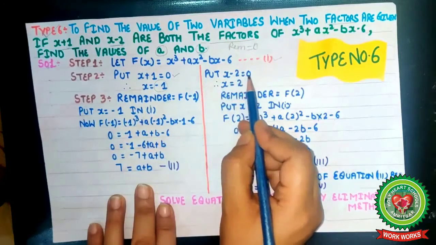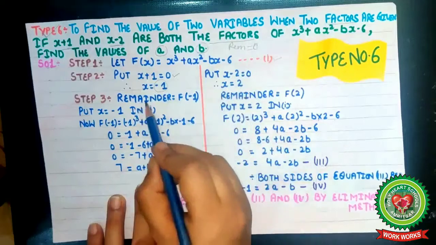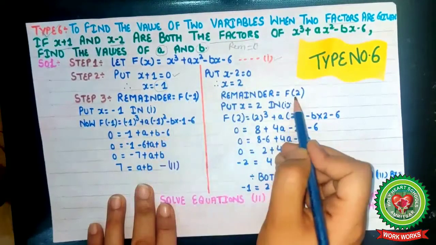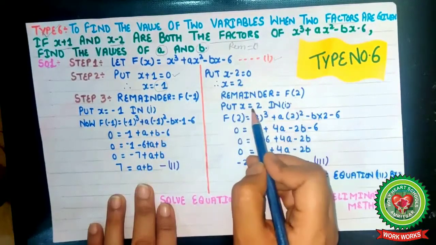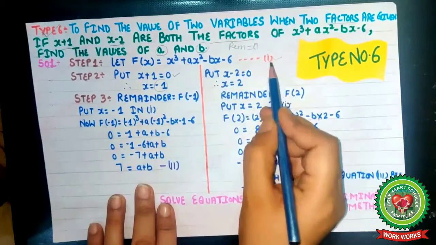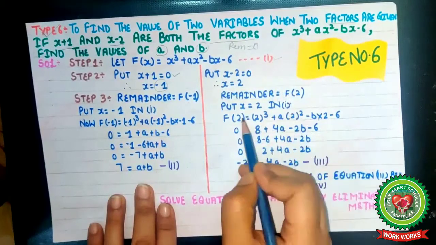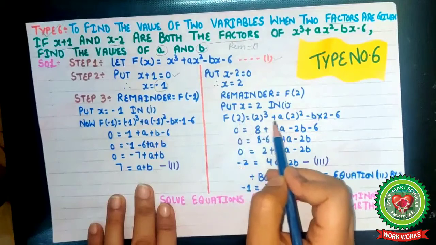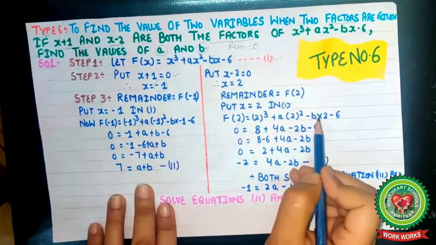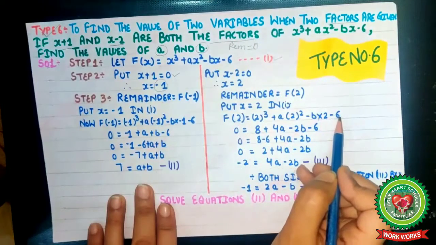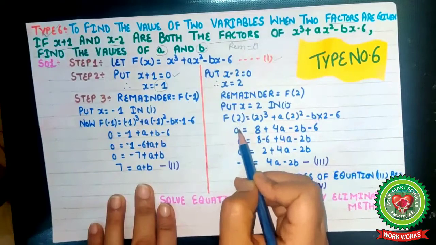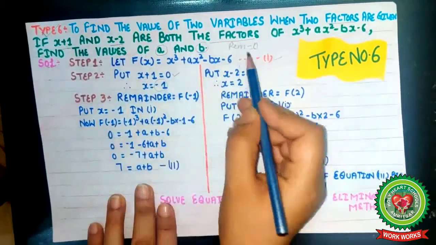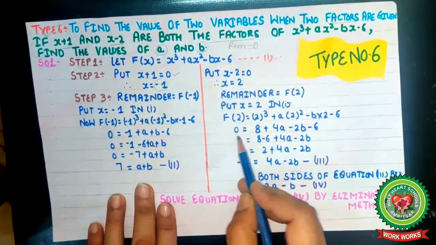x minus 2 equals 0. Therefore, x equals 2. Step 3: the remainder for this 2 is equal to f of 2. Now we have to put x equals 2 in our equation number 1 only. So f of 2 is equal to 2 cube plus a 2 square minus b into 2 minus 6. Here also the remainder will be 0 because this is also a factor. So under f of 2 we will write 0.